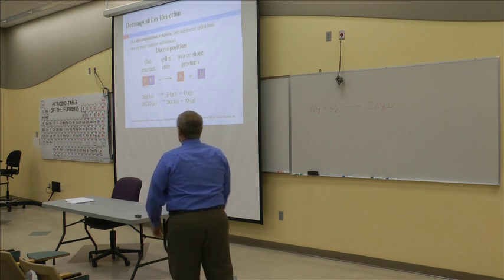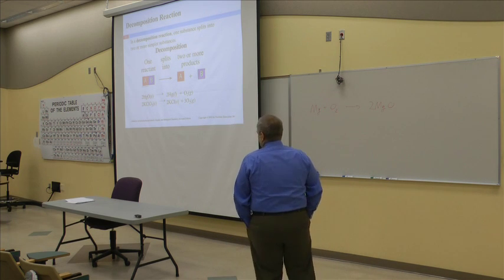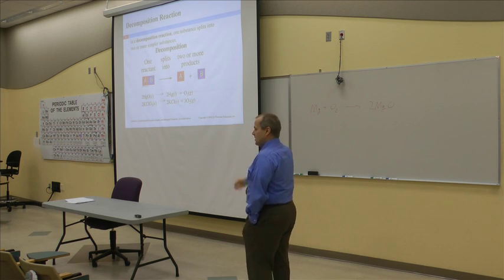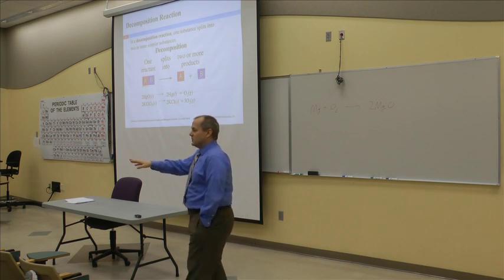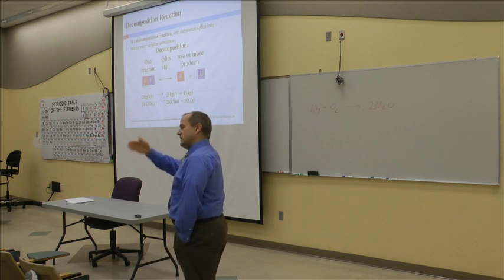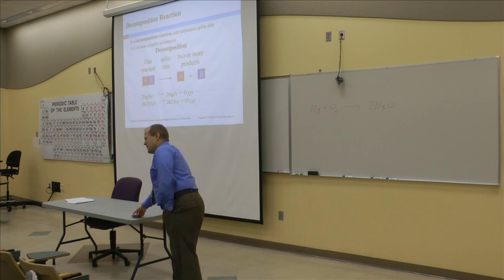The example they give is mercury 2 oxide falls apart to give you mercury plus oxygen. One thing on the left, two things on the right. You don't even have to worry what the things are. Just look. On the left there's one thing, on the right there's two things. This must be a decomposition reaction. Does that make sense?